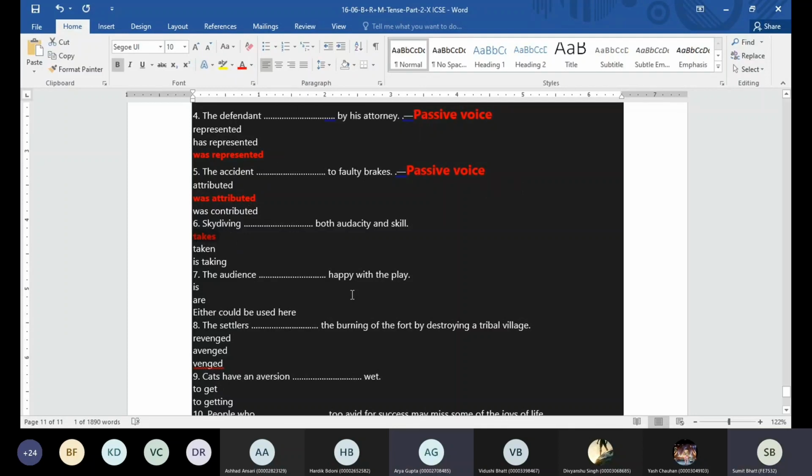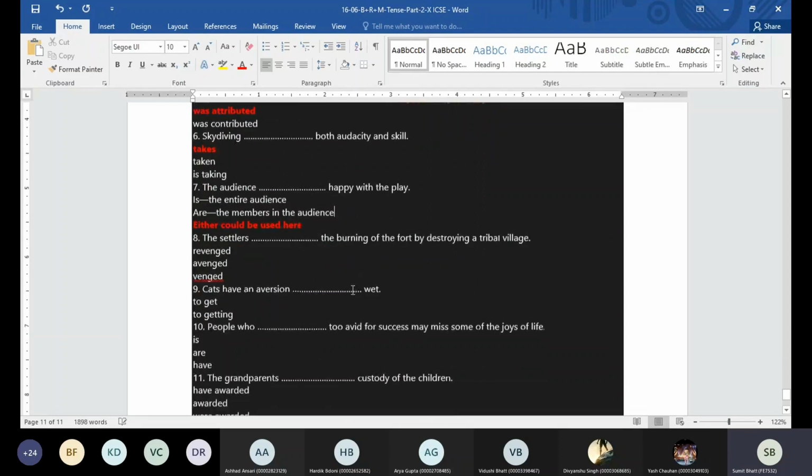Next sentence, we have the audience dash happy with the play. Is, the audience is happy or are happy? Sir, either could be used. Very good. How can we say either? If you say whole audience, is this going to mean the entire audience? And when you say are, that is going to be the members of the audience. So yes, we can take them as members, or we can take them as the whole audience. So we can go for any verb.